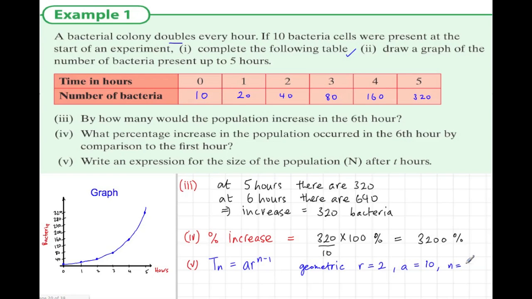And what is n? Well, n in terms of t, the first term is 0, the second term is 1, so n is t plus 1. So n, the size of the population, is term n, and term n in terms of a, well, a is 10, r is 2, and then we have n is t plus 1, and then it's minus 1 following the formula. And obviously t plus 1 minus 1 is equal to t. So we have 10 bracket 2 to the power of t. And that's the answer.